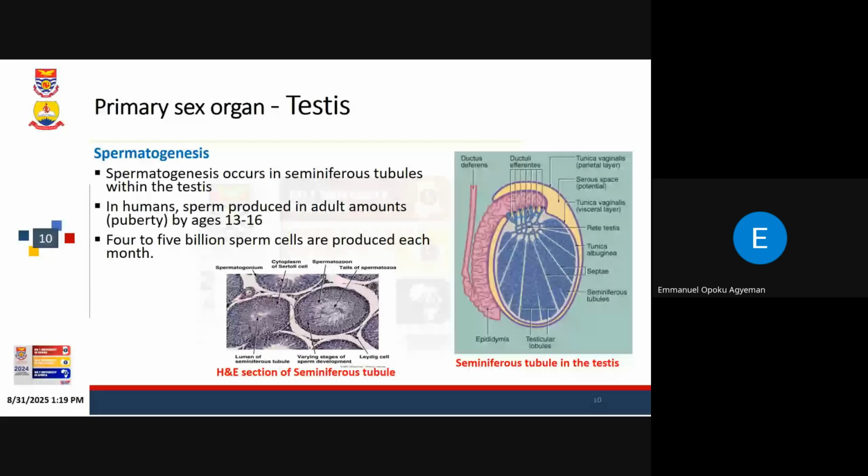4 to 5 billion sperm cells are produced each month. If these sperms are produced and you don't make good use of them, and they stay within the body for a month, two, three or four, with no sexual intercourse, what happens to them? The body resolves them, reabsorbs them. They can be broken down. They are made up of proteins, so the body breaks them down and the energy derived is used for other purposes.